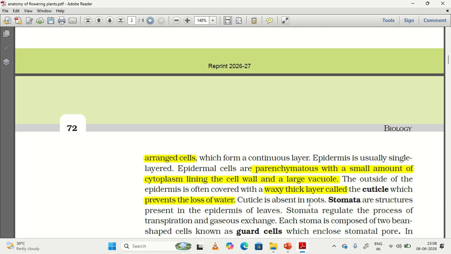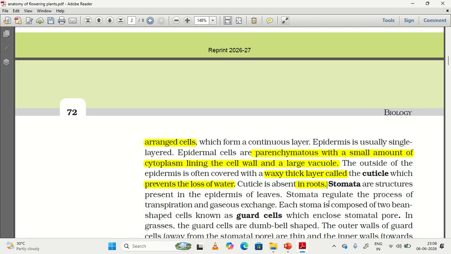Cuticle is absent in roots. We know that roots are involved in the absorption of water. Hence, if the cuticle is present, they cannot absorb water from the soil. So the cuticle is absent in the roots.